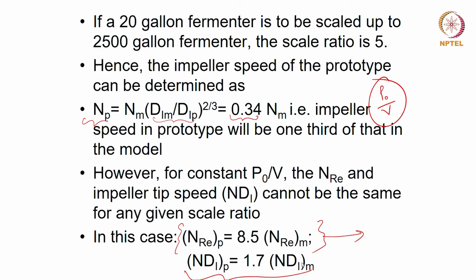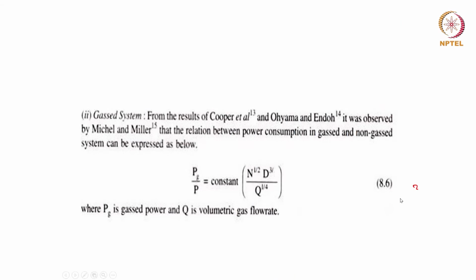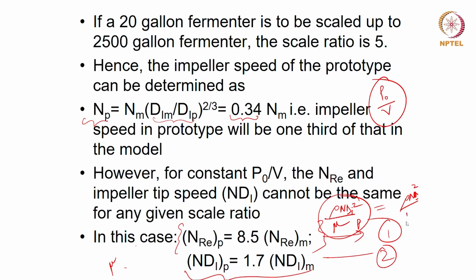Similarly, your tip speed, which is given as NDI, will also be related as shown here in equation 2. So your Reynolds number is what? It is rho NDI square by mu. Inertial force to viscous force. So for the prototype, we need to find a relationship of rho NDI square by mu at the model type.